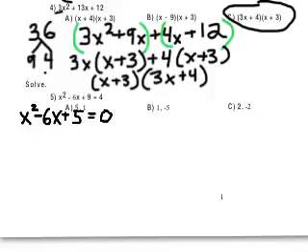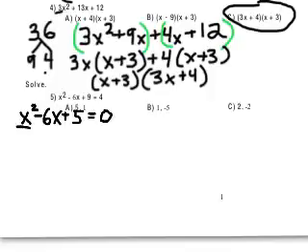Okay, so now I look at my middle term, it's negative, and my c term is positive. So the two numbers that multiply to get that c term have got to both be negative. Otherwise, it's not going to be positive, and we wouldn't be able to get a negative middle term. So what two numbers will multiply to 5?